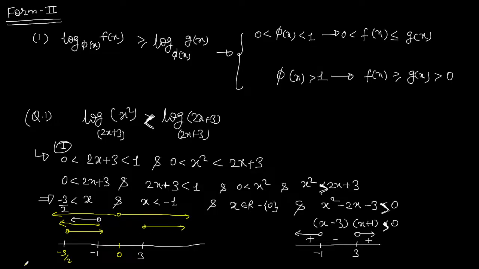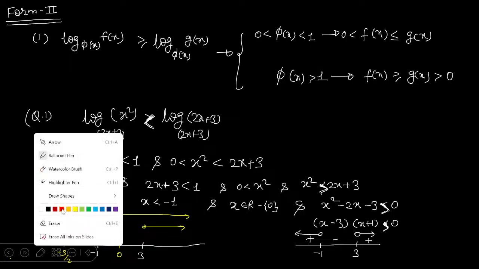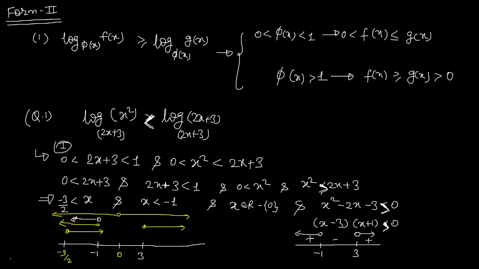So if you see the common part, this will go further, yes. This is going to be the common part. We say x belongs to minus 3 by 2 to minus 1. Okay. Now this was the first condition. This was the first condition when it is between 0 to 1.